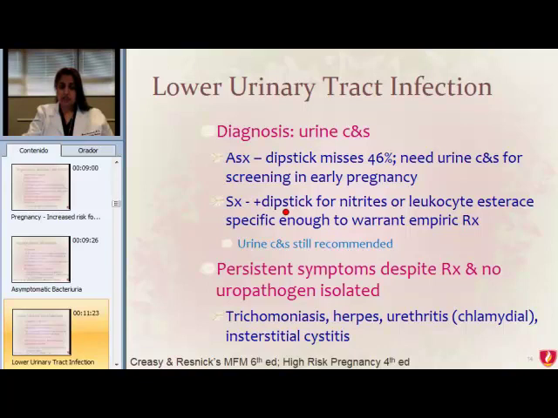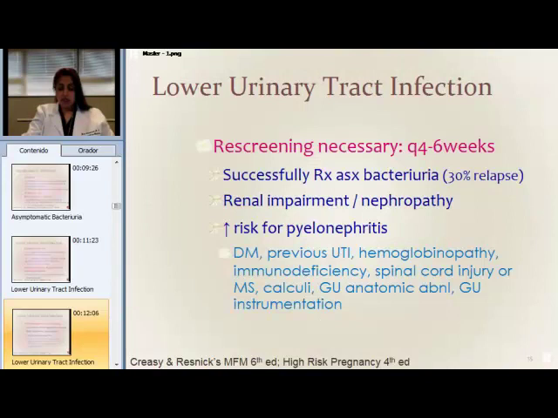To diagnose a lower urinary tract infection, the gold standard is a urine culture. In asymptomatic patients, dipsticks miss half of these patients, and so dipsticks are not reliable for screening. In symptomatic patients, dipsticks are specific enough to warrant empiric treatment, however, urine culture is still recommended. In patients who have persistent symptoms despite treatment and no uropathogen is isolated, we should consider other organisms like trich, herpes, chlamydia, or even interstitial nephritis.